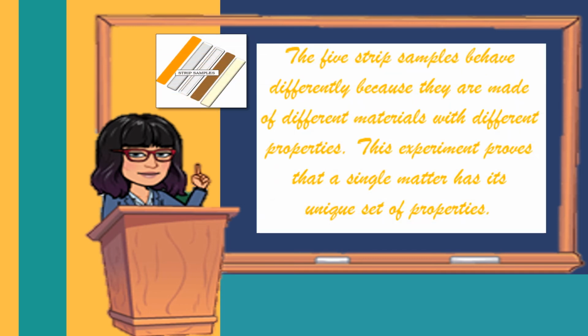From the video, the five strip samples behave differently because they are made of different materials with different properties. This experiment proves that a single matter has its unique set of properties. Do you want to find out what are these properties? Let us have a walkthrough on the properties of substances. You might notice that some of the materials that will be presented will be similar to the materials that you see in Pasig River.